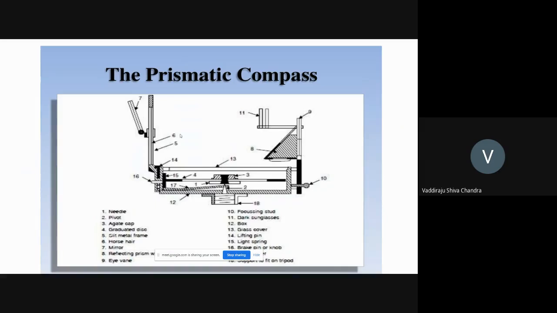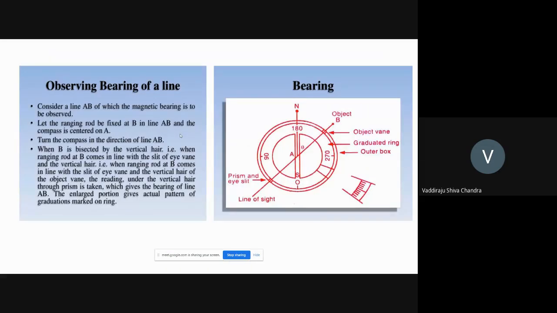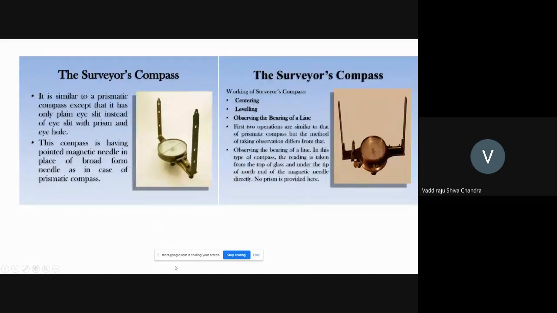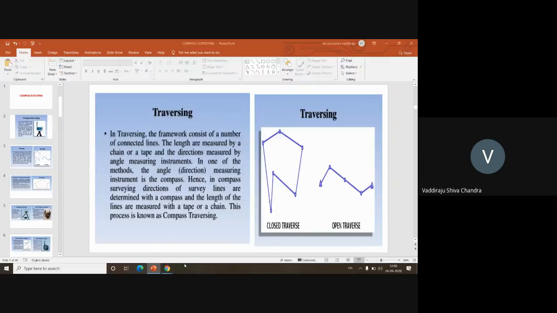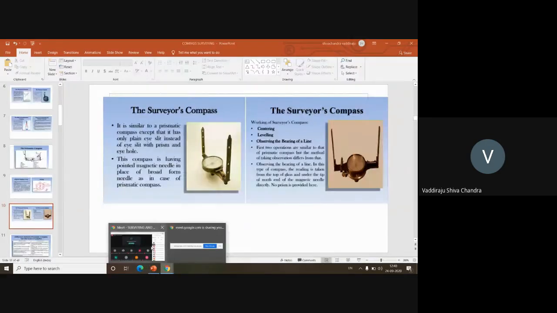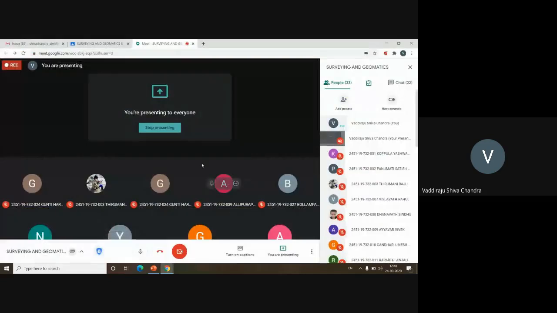But let's today learn what we mean by bearing and how to observe the values using a compass. Basically, first of all, I want a clarification from you. What do you mean by an angle? I want the answer for this. What is an angle?